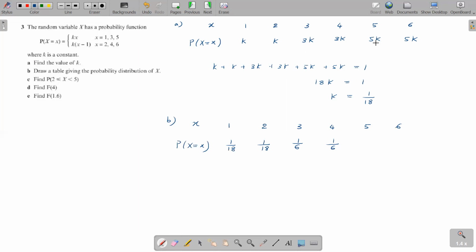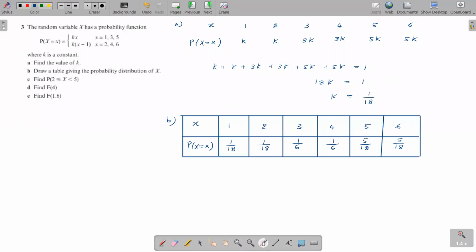Next one, when X is 5, it's 5K. 5 into 1 over 18 is 5 over 18. And for 6 also, it's 5K. So 5 into 1 over 18 is 5 over 18. So this is the probability distribution. Okay, so this is the table.